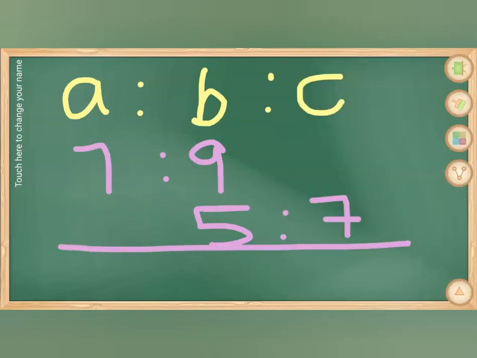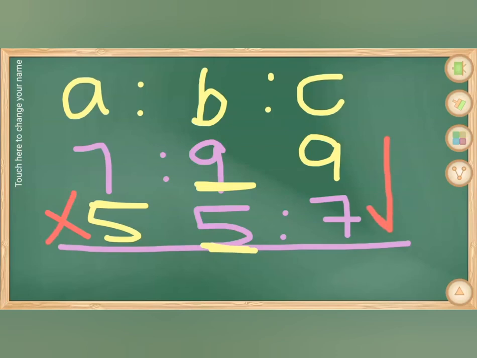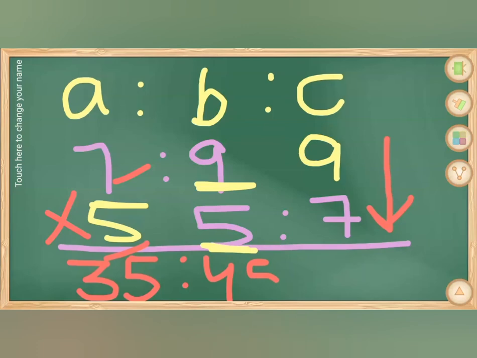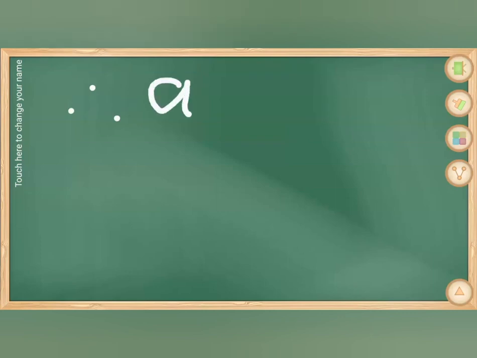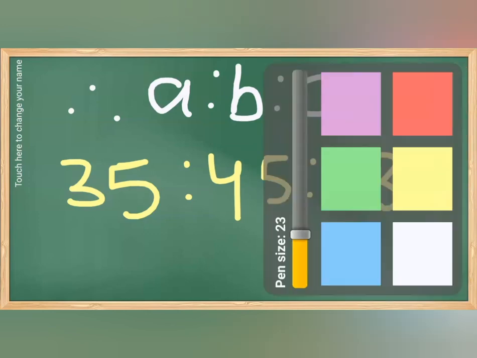Now the other step you can follow is you have to fill the blank spaces by the number following it. After 9 you can write 9 and before 5 you have to write the same number. Now you have to just multiply downwards. 7 5s are 35, 9 5s are 45 and 9 7s are 63. Now you have to check whether the ratio is in simplest form or not. Since the ratio is in simplest form, now your answer is A ratio B ratio C is equal to 35 ratio 45 ratio 63.